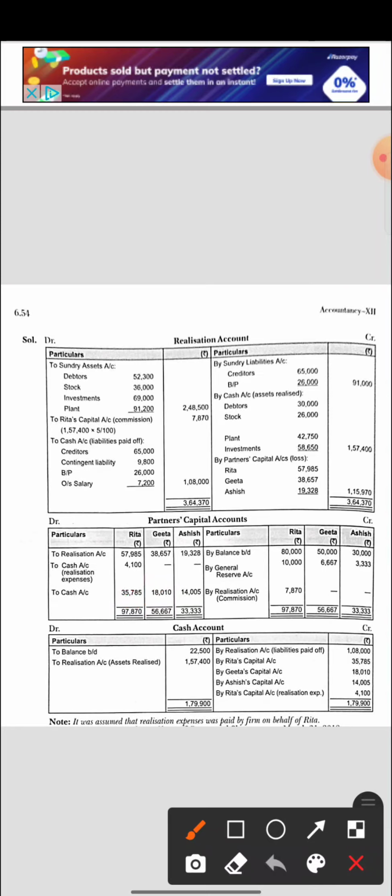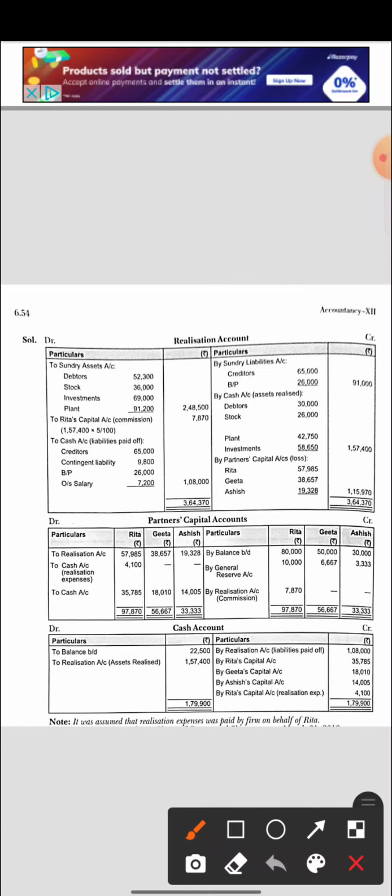Why? For the expenditure. She spent some 4,100 for what? For selling, maybe. She must have traveled, no? By car, by this, by that. For selling all these things, for paying all these things. So, in conclusion, why do we prepare realization account? Because we want to dissolve this company, we want to shut down this company, so we prepare it.